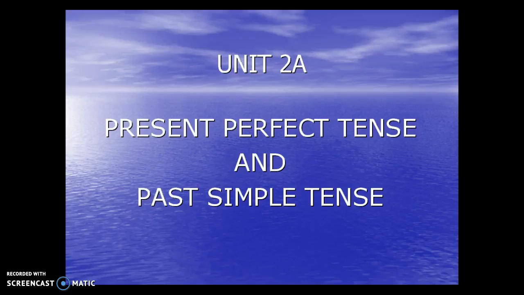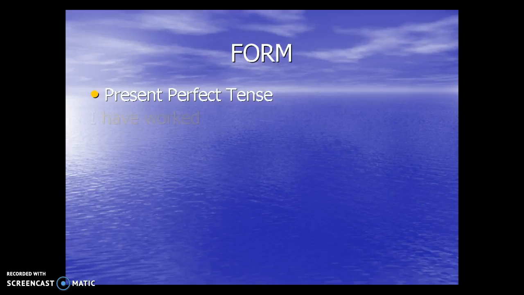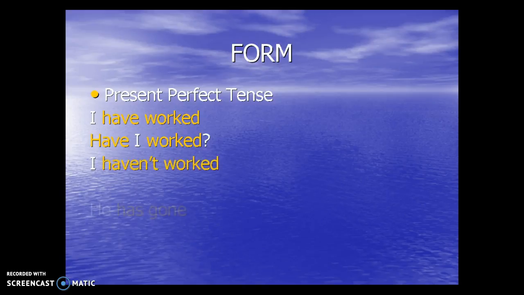So let's have a look at how we form the present perfect tense. The present perfect tense uses have or has and the past participle of the main verb we want to use. For example, I have worked. Have I worked? I haven't worked. He has gone. Has he gone? He hasn't gone.